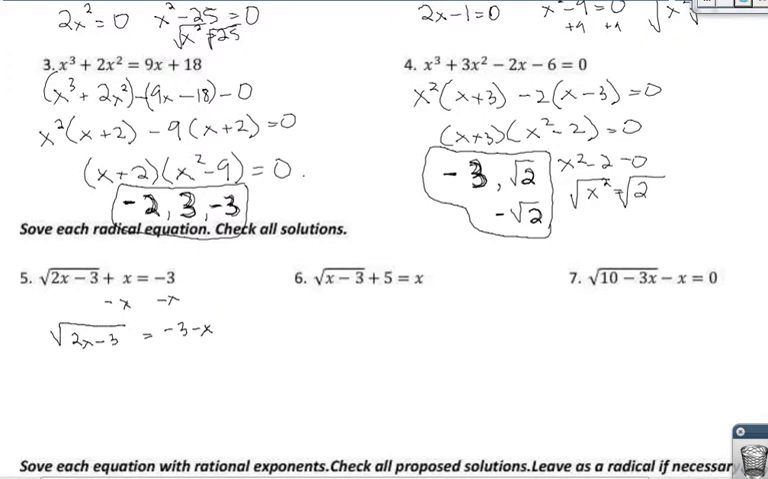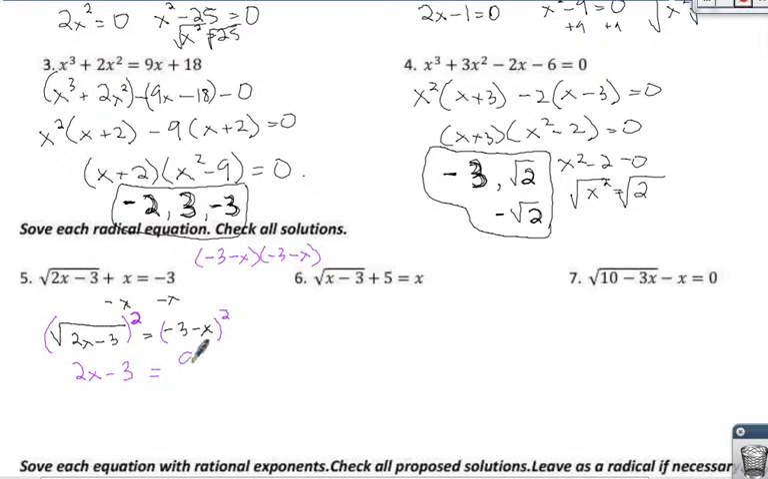And the inverse operation for a square, hopefully we know, is a square root, and the inverse operation for a square root is a square. So we solve these radical equations by squaring both sides. Over here, the square root and the square cancel out, and we're just left with the 2x minus 3. Over here, remember what it means to square. That means to multiply it by itself. So -3 minus x times -3 minus x.